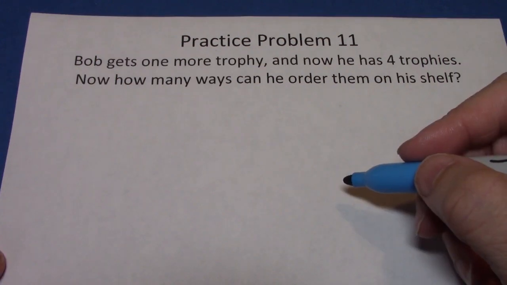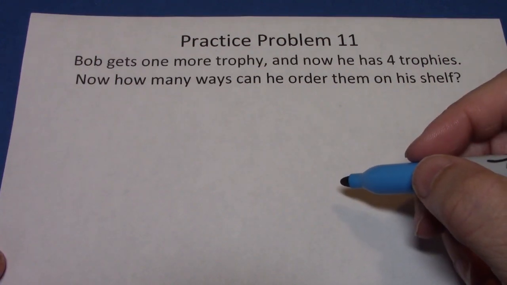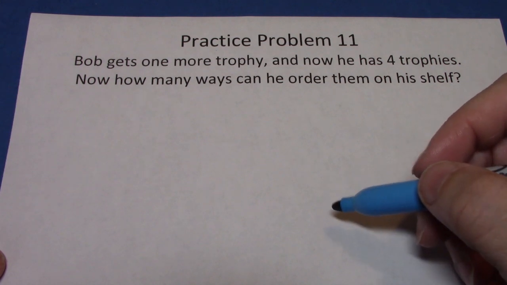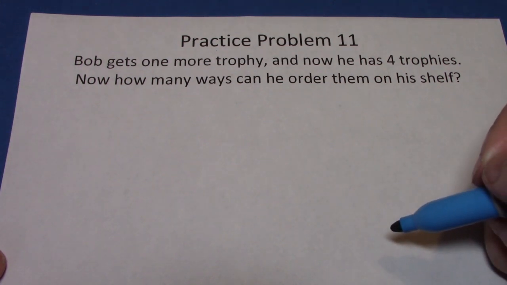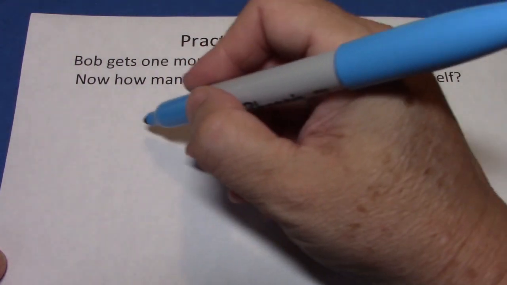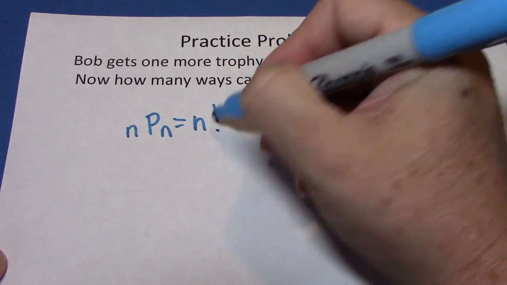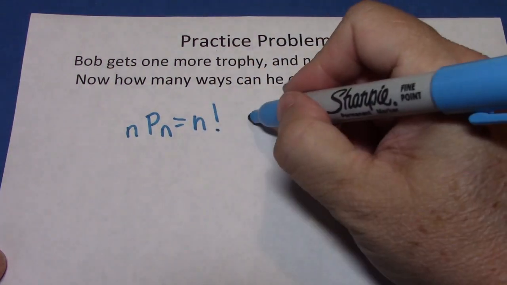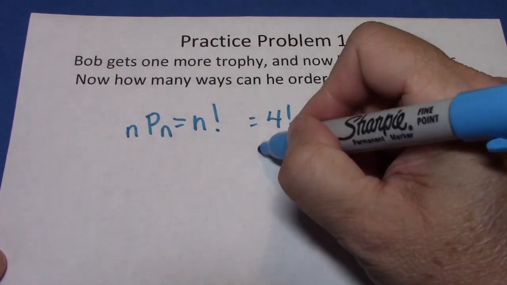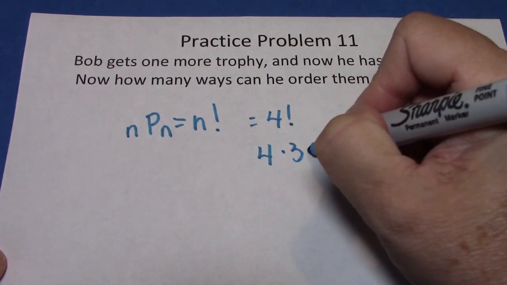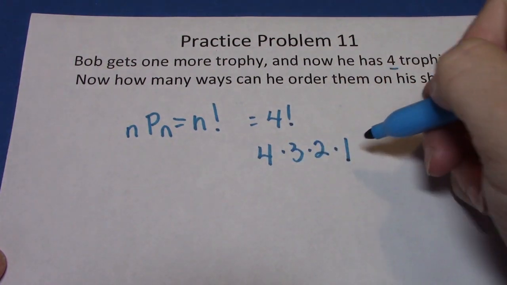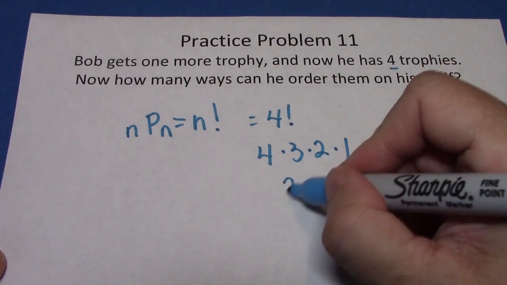Problem 11. Bob, the same guy in our last question, gets 1 more trophy, and now he has 4 trophies. Now how many ways can he order them on his shelf? Well, it's going to be the same formula, but now n is 4. So that's 4 times 3 times 2 times 1, which in fact is 24.